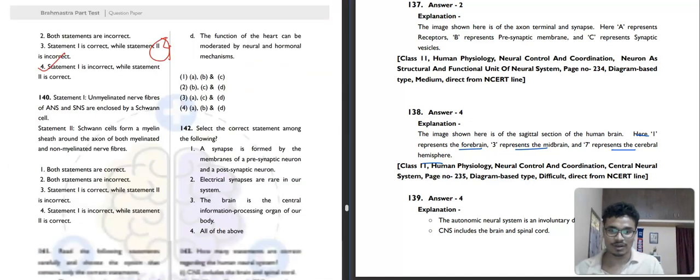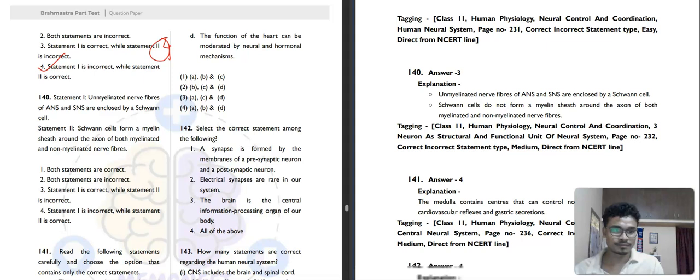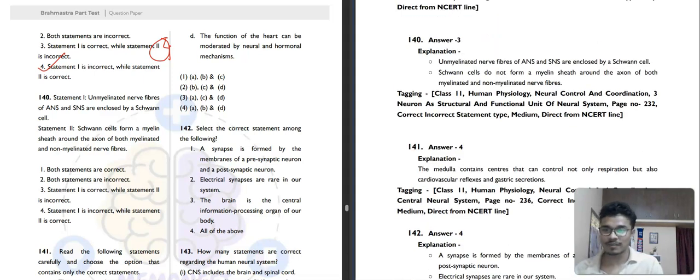Then question number 140. It is saying, statement first: unmyelinated nerve fibers of ANS and SNS, sensory and PNS, are enclosed by a Schwann cell. Correct statement. Then statement second is saying Schwann cells form a myelin sheath. Schwann cells do not form a myelin sheath. So here the third option will be your correct answer. Then question number 141.